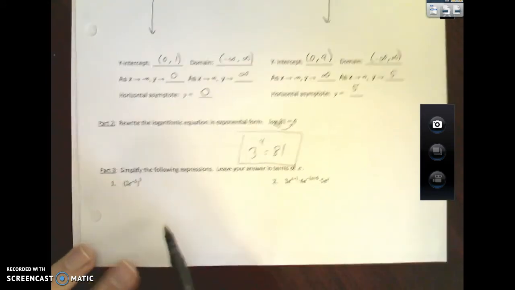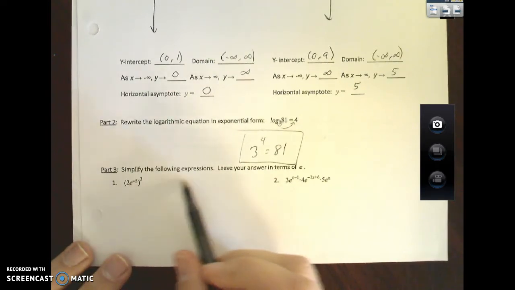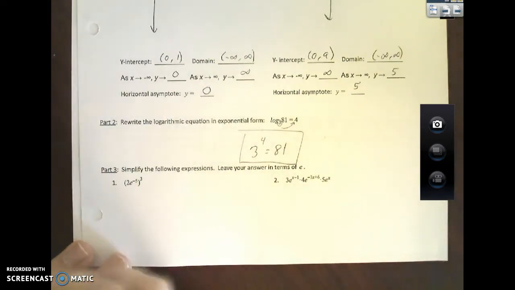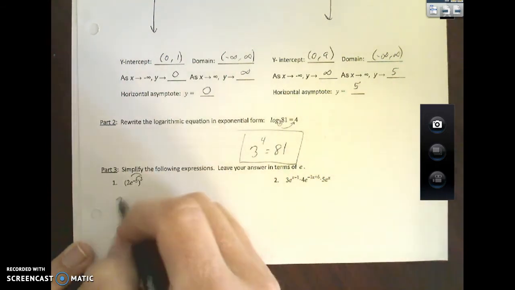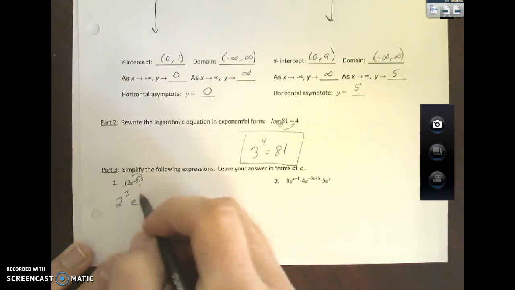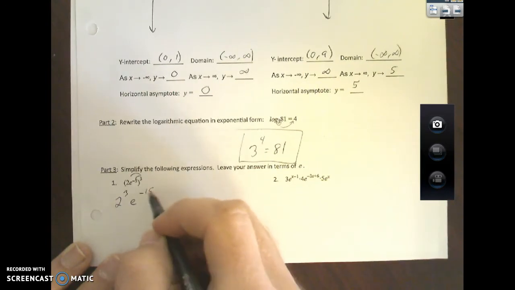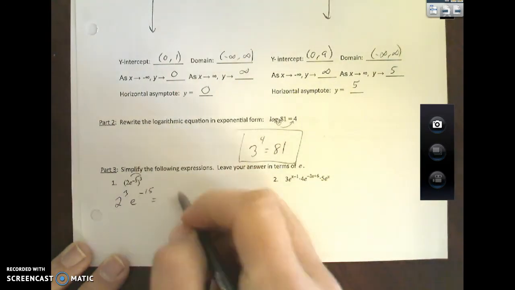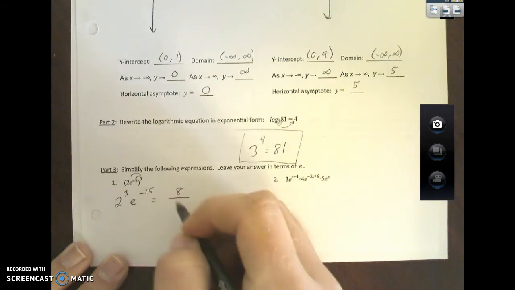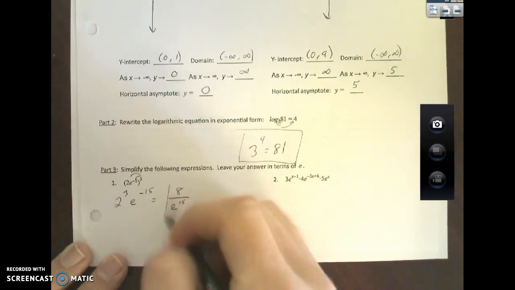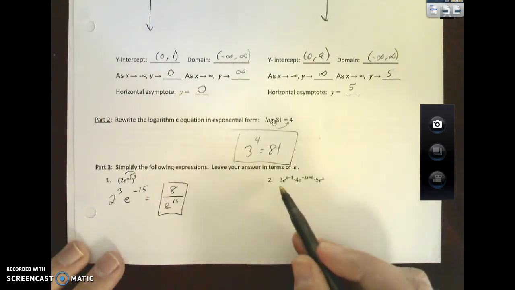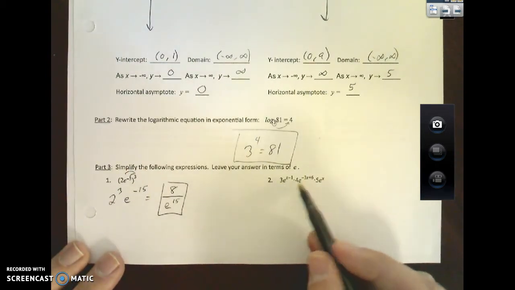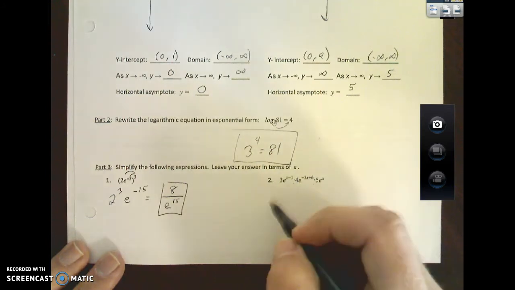Part 3. Simplify the following expressions, leave your answers in terms of e, which means don't put it all in the calculator. This 3 can go to both terms. 2 to the 3rd, e to the, I can multiply these, negative 15. 2 to the 3rd is 8, negative exponent, I flip it. Done.